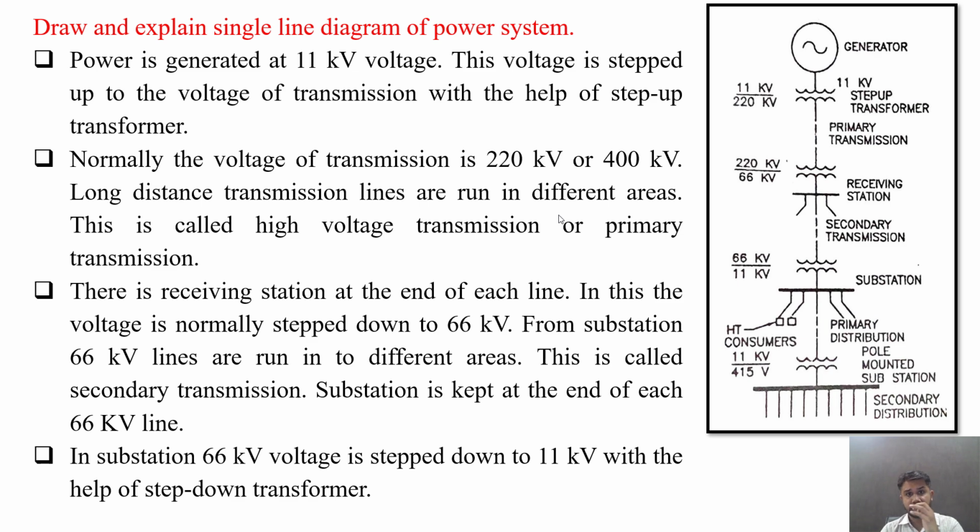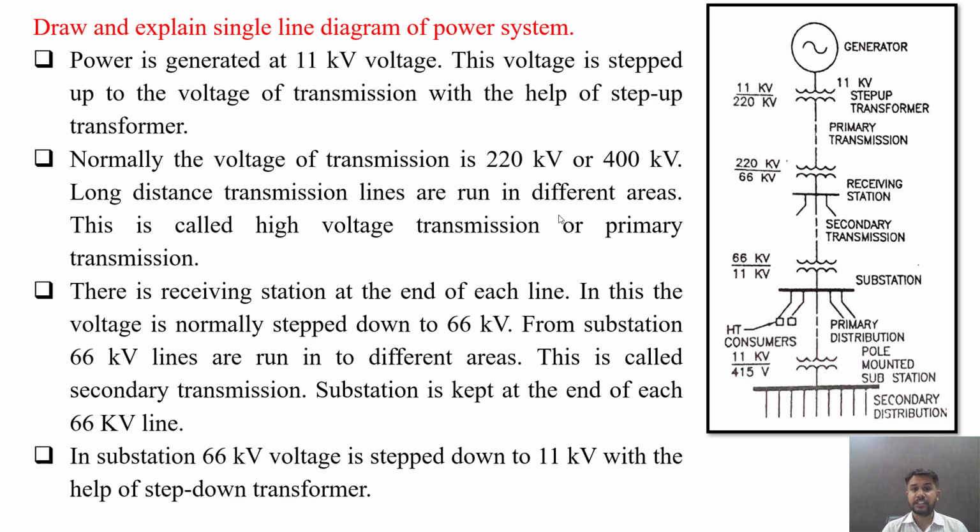Normally the voltage of the transmission is 220 kV or 400 kV. This transformation or this stepping up of the voltage is either a single stage or a two-stage transformation. Long distance transmission lines are run in different areas. This is called high voltage transmission or primary transmission.